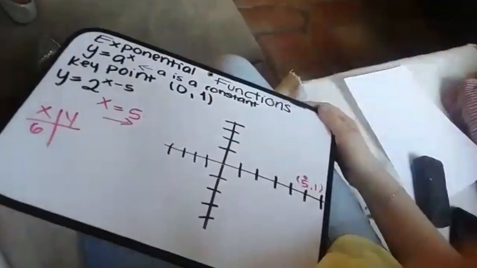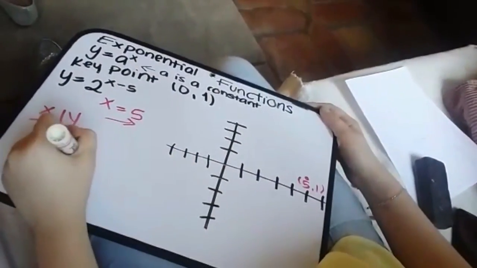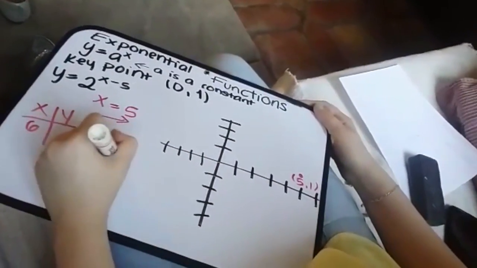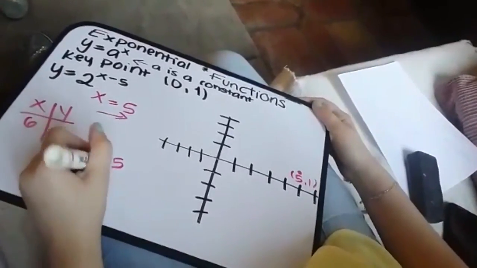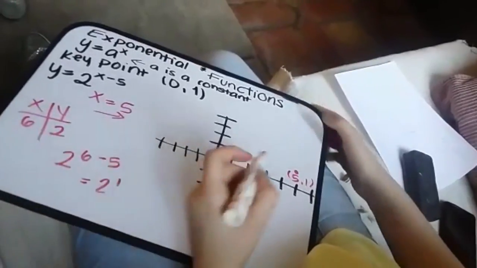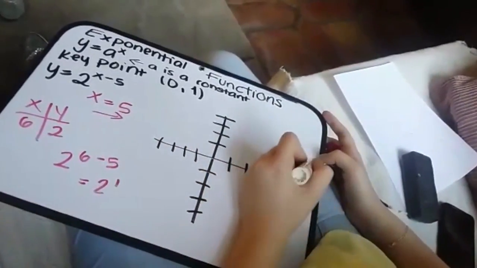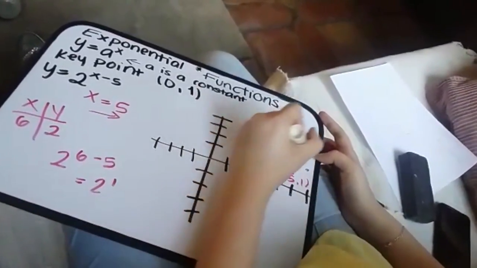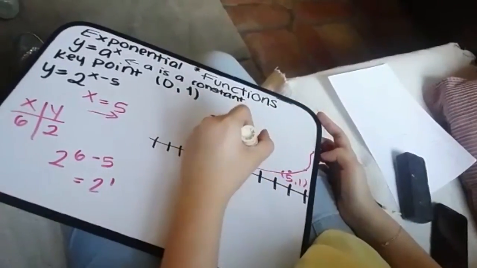Then we can use a table of values to know the next point. So let's say our next value will be 6. So 2 to the 6 minus 5 equals 2 to the 1. So our next point will be (6, 2). And this is our graph.